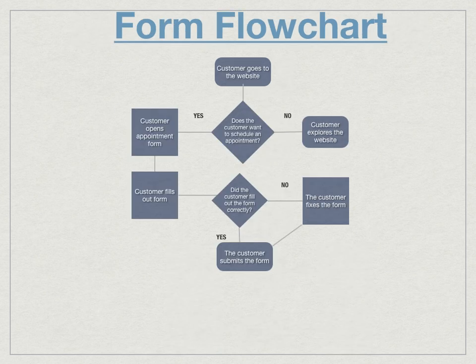And finally, the flow chart for the appointment form is: the customer goes to the website, and the first question they encounter is, does the customer want to schedule an appointment? If they don't, if they're just checking out the business, then they'll just continue to explore the website. If they do, then they will open the appointments form tab. They will fill out the form, and then comes the next question: did the customer fill out the form correctly? If they did, everything's filled in properly, they'll click submit, the form will submit, done. If they didn't, they'll be notified and they need to fix what they didn't fill in, and then they're able to submit it.